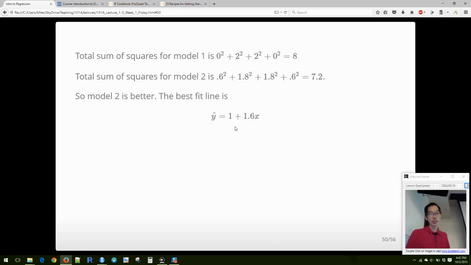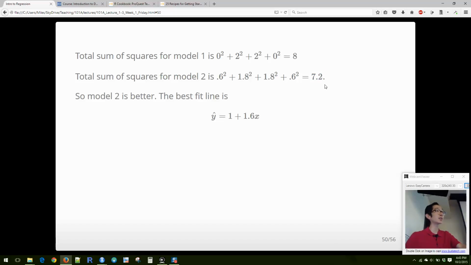Okay, so if we looked at each data point for the red line, the two endpoints had no residual, so that would be 0 squared. The 2 points in the middle had a residual of 2. We predicted 4 and it got 6, and things like that. So we add them up, we get a total sum of squares of 8, okay? You can go through the math for the other one, okay? If we plug in 1 plus 1.6x and you calculate the residuals for each one, you get 0.6 squared, 1.8 squared, etc., and it adds up to 7.2.